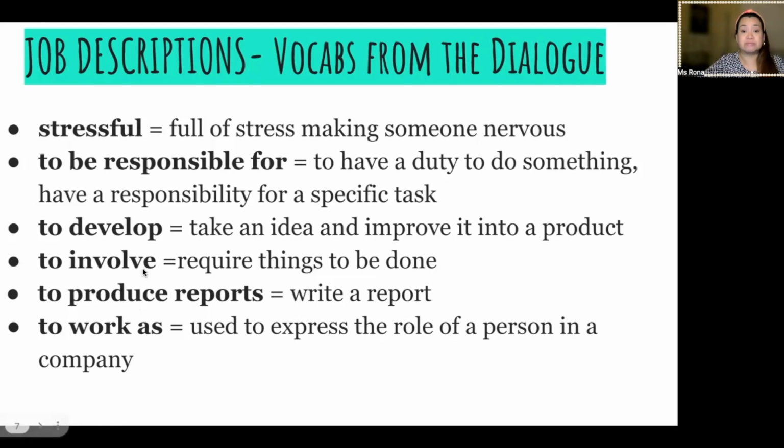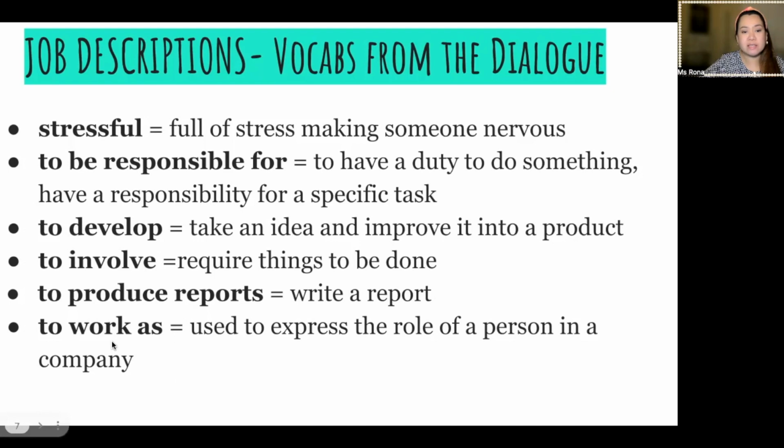To involve means to require things to be done. So what does your job involve? What are the things that you need to do in order to carry out your position, your job, your duties or your responsibilities? Then the next one is to produce reports. Do you have to produce reports? Do you have to write a report?